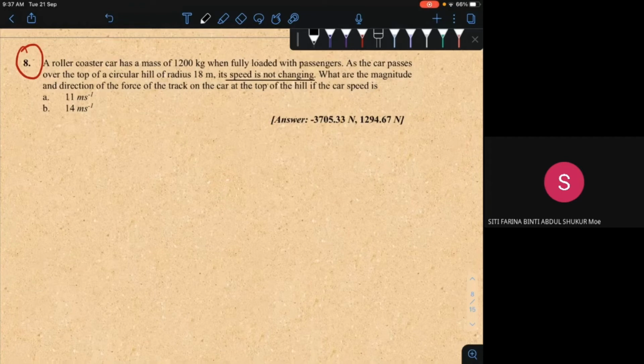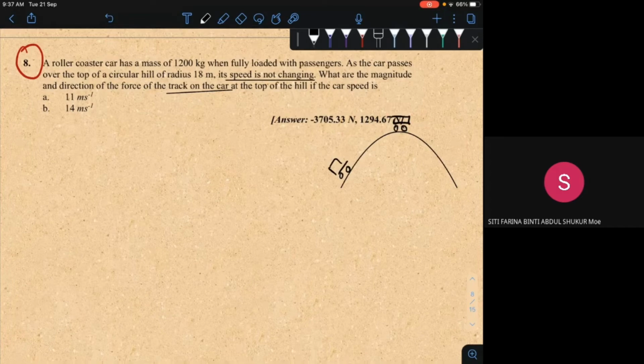So dia suruh cari the force of the track on the car. Okay, force of the track on the car. So kita ada roller coaster car dekat sini. So kita ada circular hill dekat sini. So dia macam berbentuk bukit lah kan. Okay macam ni. So roller coaster car tu kena naik begini. So dia akan naik. So bila dia sampai top, inilah bentuk dia.